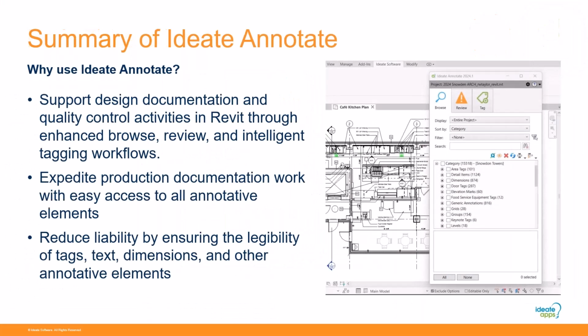Okay. So in summary, Ideate Annotate really allows you to improve the design documentation and quality control activities in Revit through enhanced browse, as we saw in the browse tab, the review, allowing you to review issues, and intelligent tagging workflows. And you can expedite production documentation work with access to all of the annotative elements and being able to see those annotative elements differently than you can even within Ideate Explorer or Ideate Quick Select, and isolate those, which is really helpful. And then, of course, being able to ensure legibility, things like the Ideate clash detection, as well as being able to tag elements, like I said, using model characteristics or horizontal or vertical and offset.